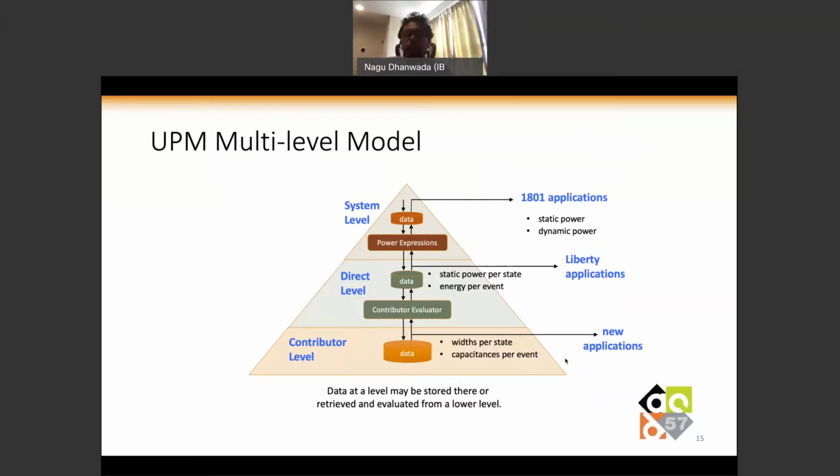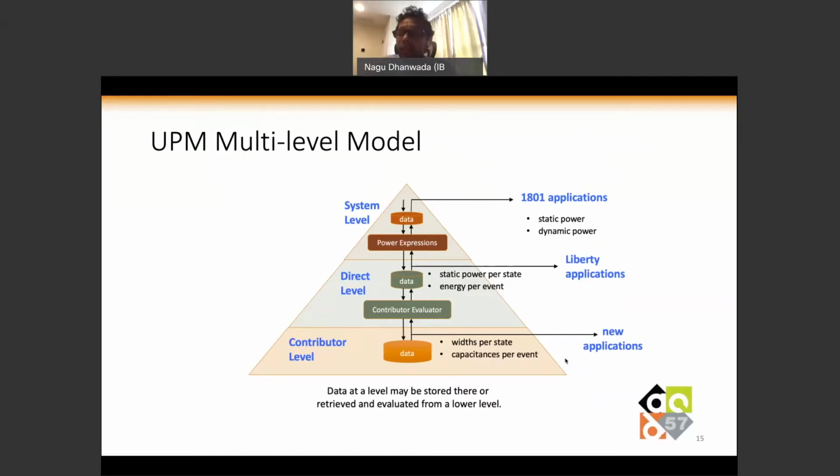So the UPM standard itself is set up to be a multi-level model that can serve up power data throughout the entire SOC flow, right from 1801 system level power estimation all the way to gate level power estimation. In this multi-level structure, at the highest level are applications that use the 1801 models. The system level portion of a multi-level UPM model will serve up static power and dynamic power numbers through the system level data and the associated power expressions.